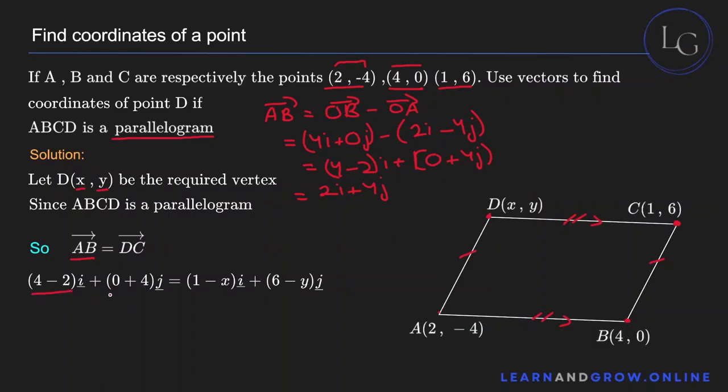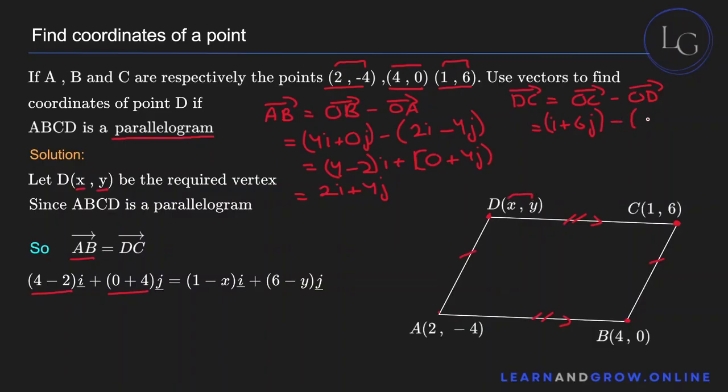So 2i plus 4j. Now we need to find DC. We know that DC is equal to OC minus OD. Now we already know what OC is. It's this, i plus 6j. We took the arbitrary values of x and y to denote D.